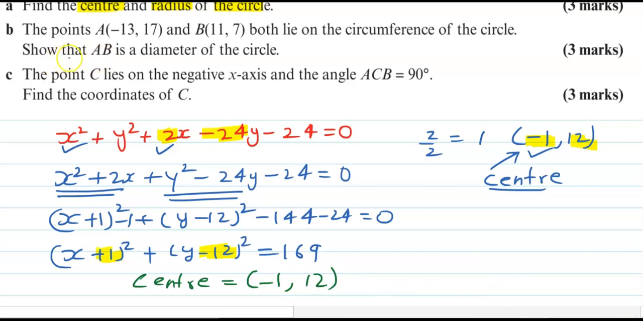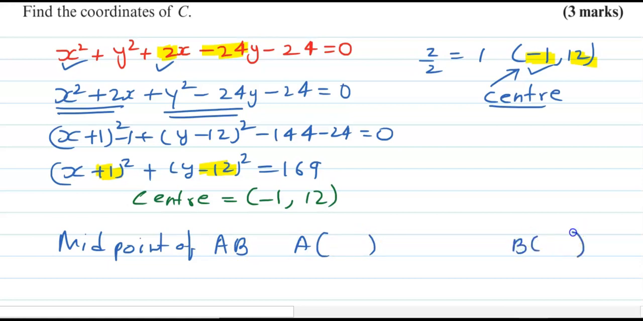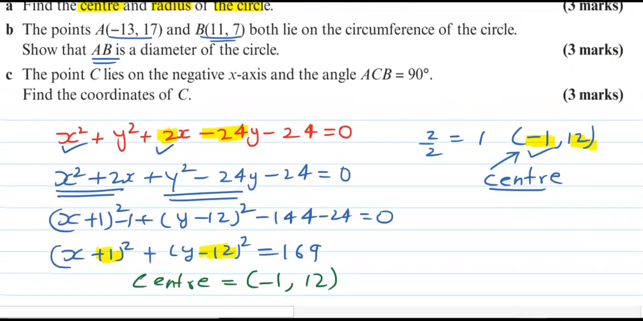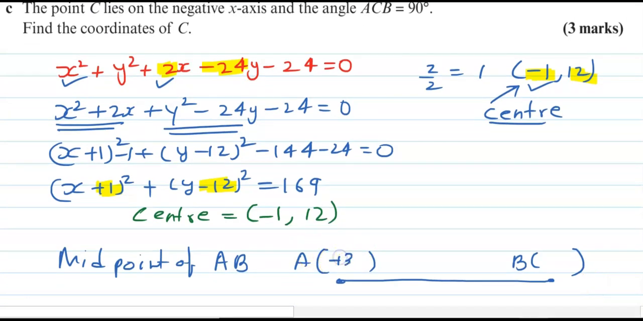Now we need to show that AB is a diameter. The points A minus 13, 17 and B 11, 7 both lie on the circumference. So if AB is a diameter, then the midpoint should be the same as the center. So let's find the midpoint of AB. A is given as minus 13 and 17, and B is 11 and 7.